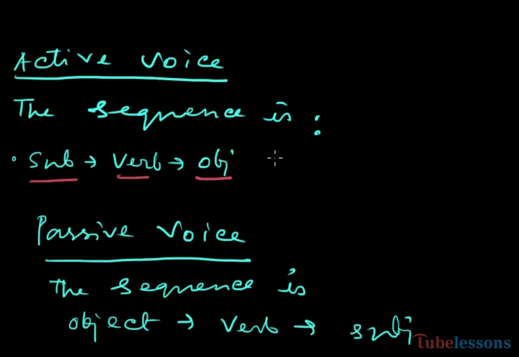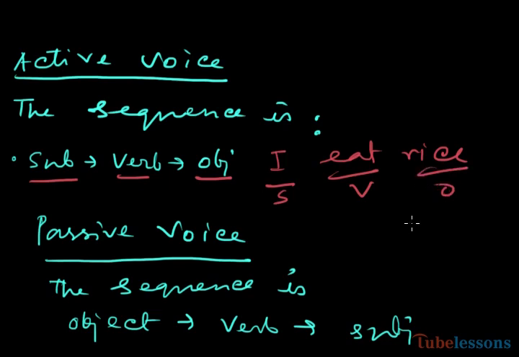Let me cite an example. I eat rice. The simplest one. Here see, I is the subject, eat is the verb and rice is the object. This is the sequence of active voice. Now passive voice. The sequence gets just the reverse, okay? Object comes in the beginning, then verb and then subject.